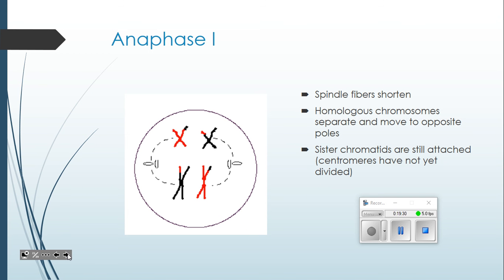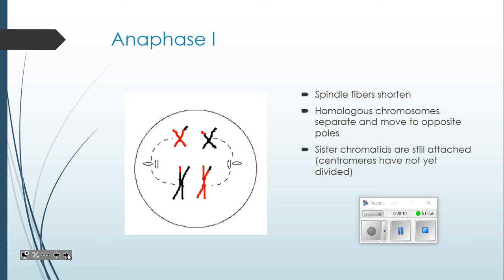Then we have anaphase 1. So in anaphase 1, like we saw in the video, we're going to pull things apart. So just like in regular anaphase of mitosis, the spindle fibers shorten and they're going to pull things towards the poles. But here's what's distinct. We are not separating those two chromatids. That's what happened during mitosis. Instead, we're going to take one of each of the homologous chromosomes with its sister chromatid still attached and pull them to each side.